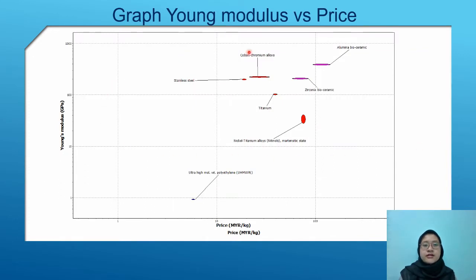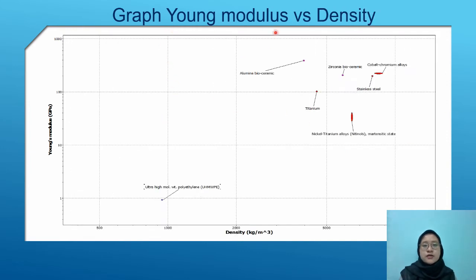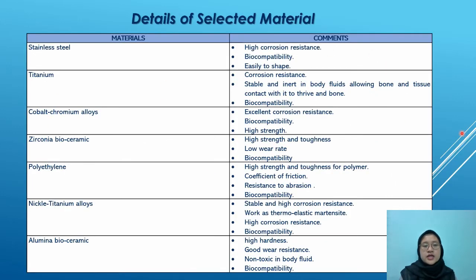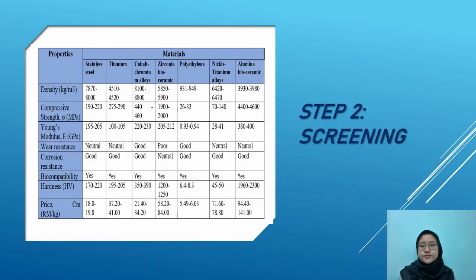Next, here is the graph of Young modulus that we express for the candidate materials. Here is the graph of Young modulus with density for the candidate materials. Here are the details of selected materials. We have 7 candidate materials, which are stainless steel, titanium, cobalt chromium alloy, zirconia bioceramic, polyethylene, nickel titanium alloy, alumina bioceramic. And here are the properties of the materials.